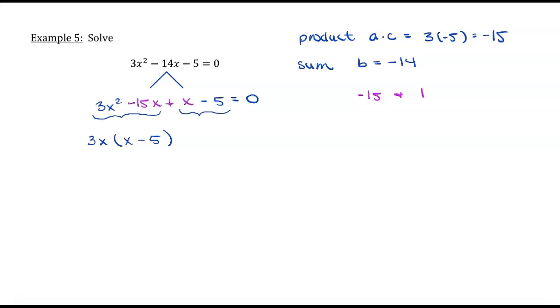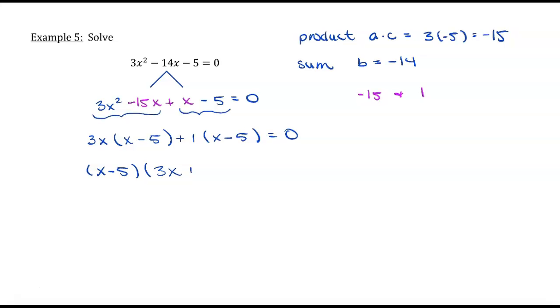Looking at our last two terms, the greatest common factor is 1. So we'll simply write this as 1 times x minus 5. Factoring out an x minus 5 from the first group leaves us with a 3x. And factoring out x minus 5 from the second group leaves us with a plus 1. Now that the left side is factored, we can use our zero factor property. With two factors having a product of 0, we must have that x minus 5 is equal to 0 or that 3x plus 1 is equal to 0.